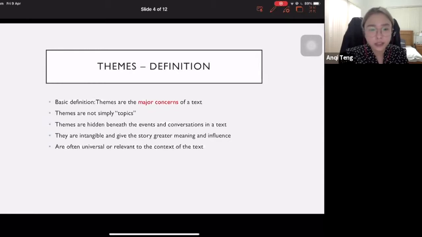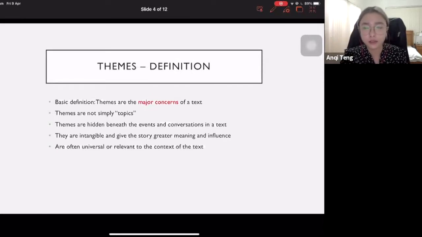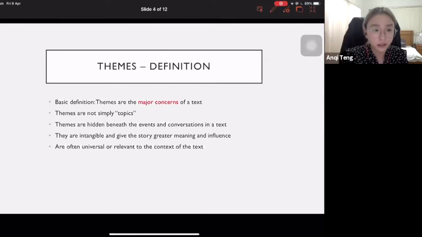So whenever you look at a text and try to think to yourself what the theme could be, try to remove the actual events and storyline of the text from your mind, right? The characters themselves are not themes. However, the abstract concepts and emotions that they feel may play a part in the theme.